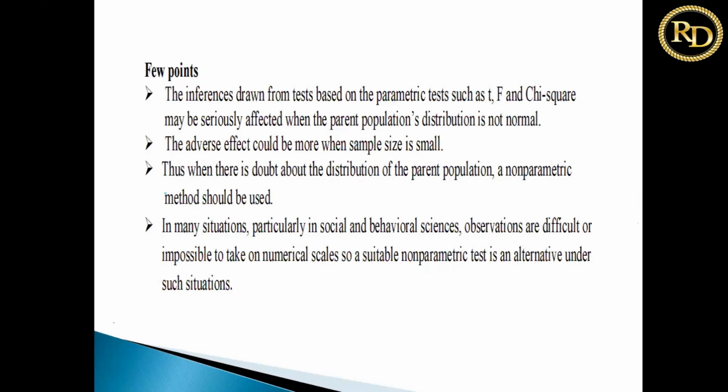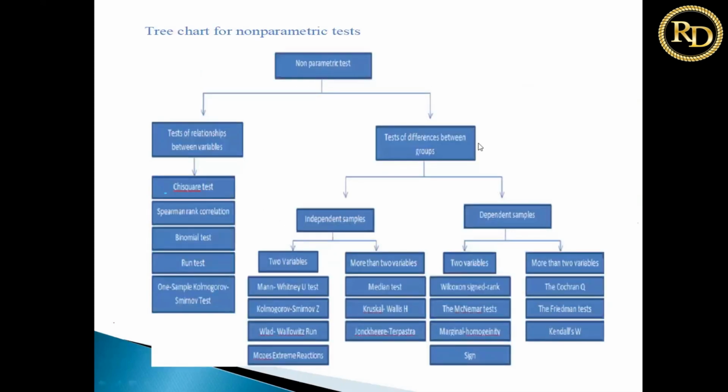In many situations, particularly in social and behavioral sciences, observations are difficult or impossible to take on numerical scales, because in most of the cases in social and behavioral sciences, we deal with qualitative data. So a suitable non-parametric test is an alternative under such situations. So in such situations where we deal with a qualitative variable, say a categorical variable, then we use the non-parametric test. This is a tree chart for the non-parametric tests. You can see here the non-parametric tests, then tests of relationship between variables and tests of difference between groups.